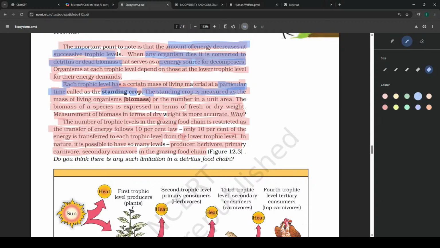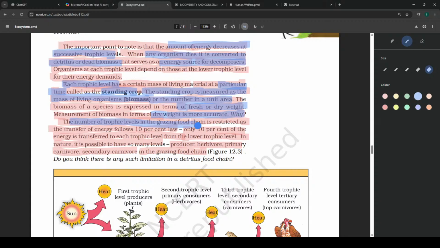The standing crop is measured as the mass of living organisms or the number in a unit area. We measure it per unit area. Biomass is expressed in terms of fresh or dry weight. Measurement of dry weight is more accurate. Why? Because as season or climate changes, the moisture content or water content may show drastic changes, which is not very accurate in representing the biomass. So it is much more preferable to use dry weight. The number of trophic levels in the grazing food chain is restricted.